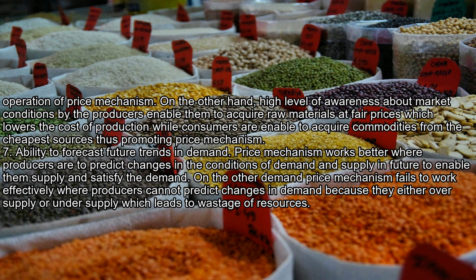On the other hand, high level of awareness about market conditions by the producers enables them to acquire raw materials at fair prices, which lowers the cost of production, while consumers are enabled to acquire commodities from the cheapest sources, thus promoting price mechanism. 7. Ability to forecast future trends in demand. Price mechanism works better where producers are able to predict changes in the conditions of demand and supply in future to enable them to supply and satisfy the demand.